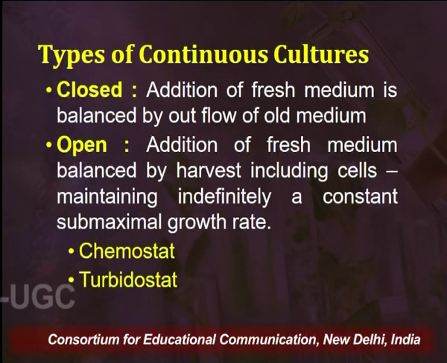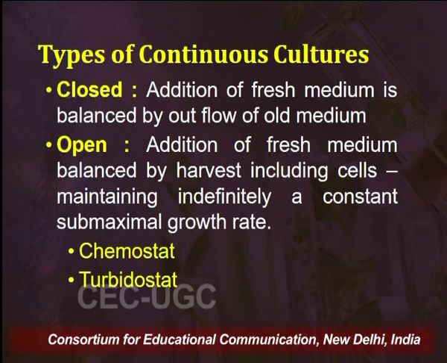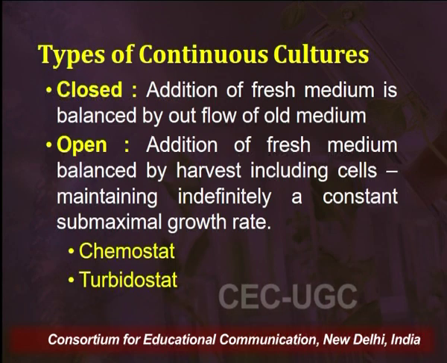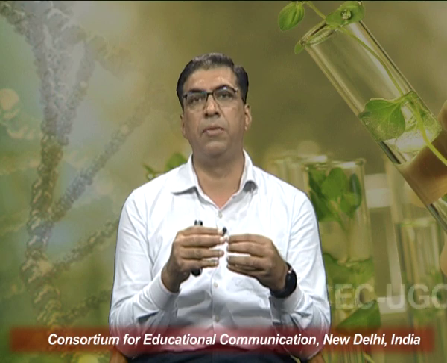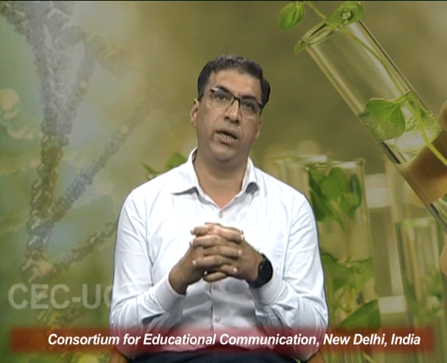So we have closed and open continuous cultures. Now in closed continuous cultures, the addition of fresh medium is balanced by the outflow of the old media. Say for example, we have adjusted an outflow of 5 ml per minute. Then in such type of continuous culture, fresh media will be added at a rate of 5 ml per minute so that a constant balance of media is maintained.